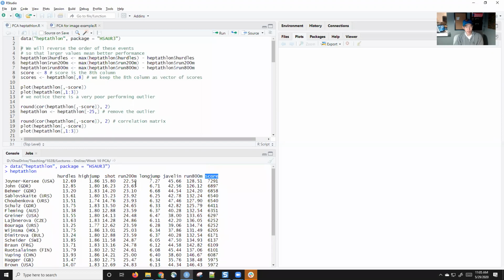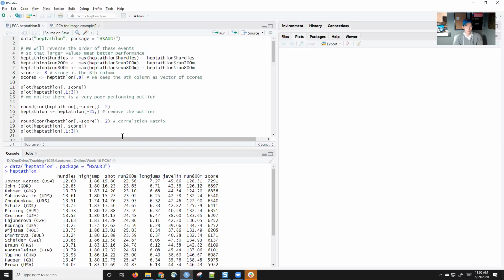So one thing that we're going to do first is, out of the 7 events, 4 of them, like the high jump, the shot put, the long jump, and the javelin, higher numbers indicate better performance, right? Higher numbers means you jumped higher, or you threw the shot put or the javelin farther, or you jumped farther, right? Other things like the hurdles, the 200-meter and 800-meter run, lower numbers are better because those are timed events. And so lower numbers mean you ran faster.